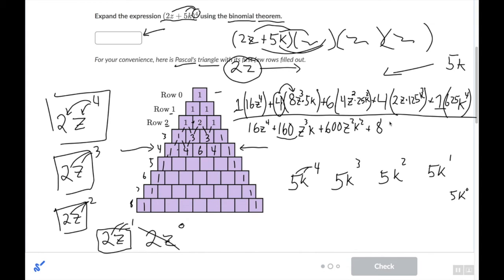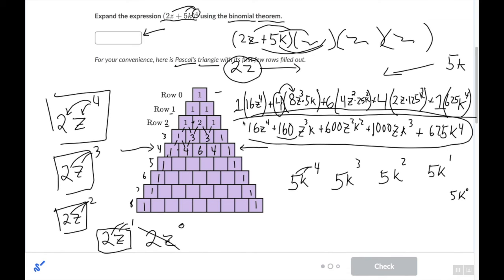4 times 8 times 125, which would be 4,000, and that's going to be z times k cubed. And then, of course, our 1 times 625 k to the 4. So 625 k to the 4. That should be the answer that we are going to have to put into Khan Academy. Here we go. So I'm going to go ahead and type this in and see if it is right.